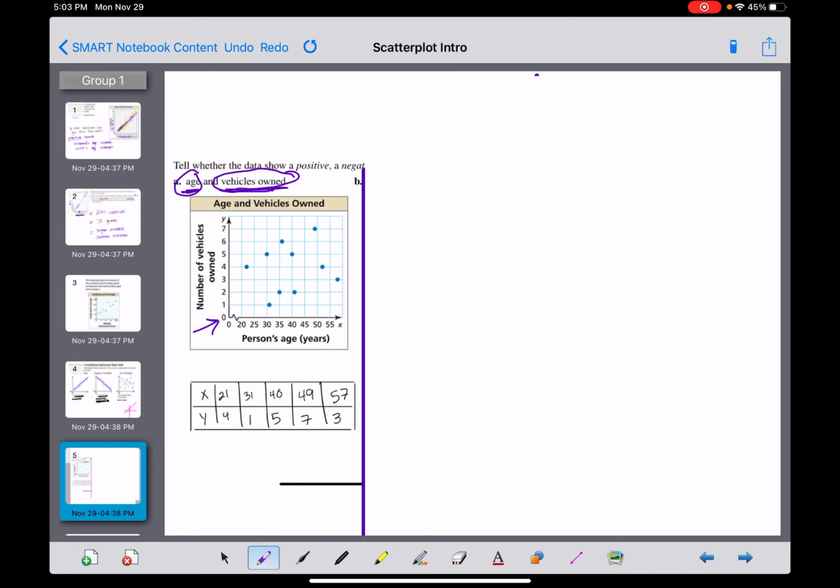I also made this scatter plot into a table so we could analyze the values. As the X values increase, you're going to see that there's no pattern. We go down by 3, up by 4, down by 2, down by 4. There's no consistent pattern. Up by 2. There's no consistent pattern. We're just all over the place. So this results in no correlation.